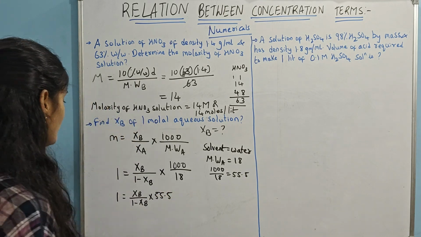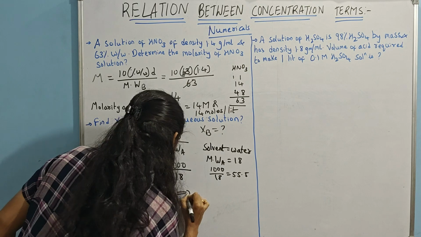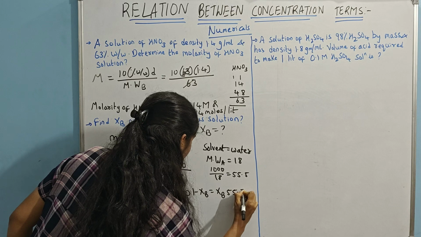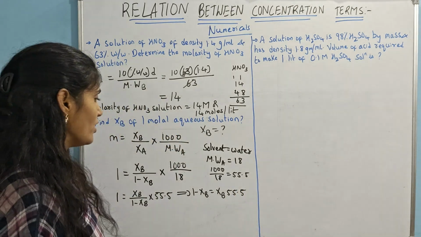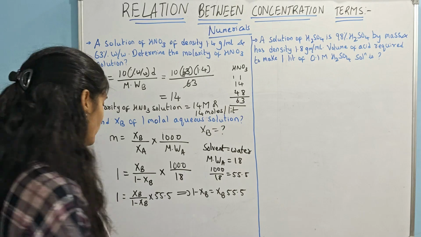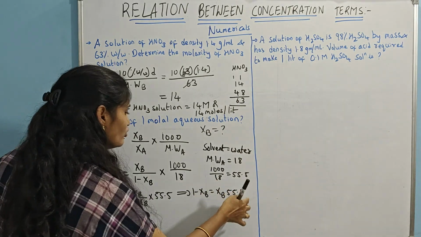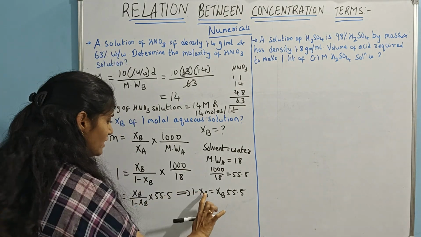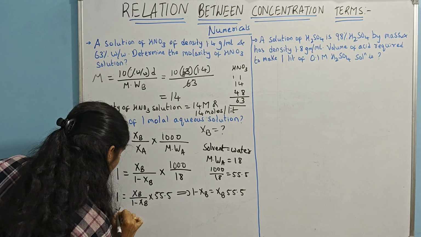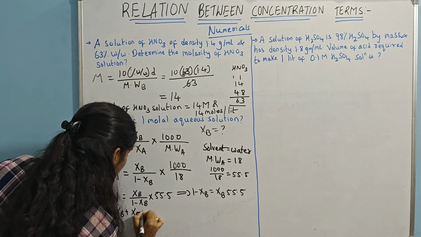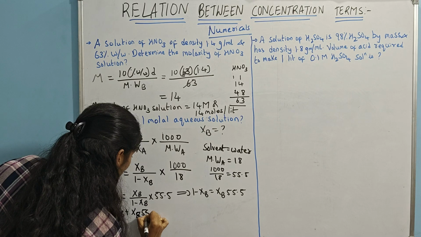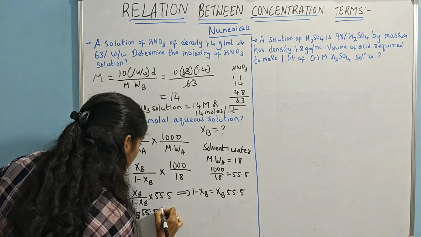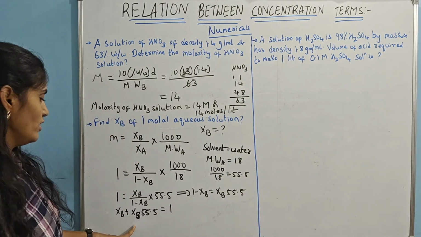So I can do the cross multiplication here. What will I get from here? 1 minus XB is equal to XB into 55.5. So I can take this XB term over there. Let me take this XB over there. Then it will be XB plus XB into 55.5, which is equal to 1.